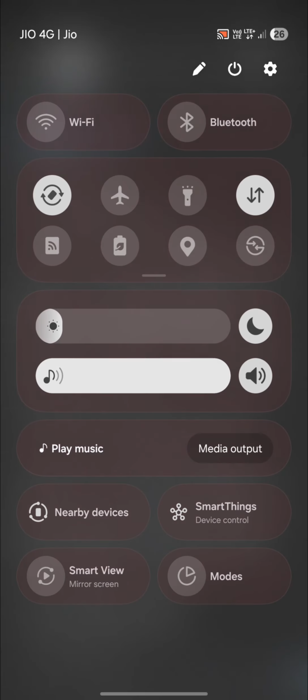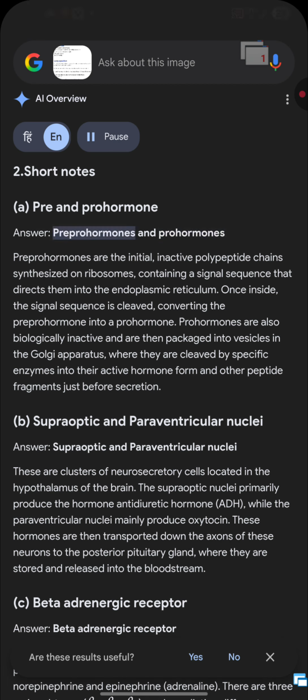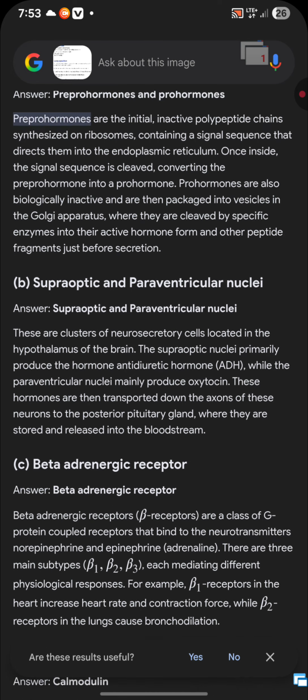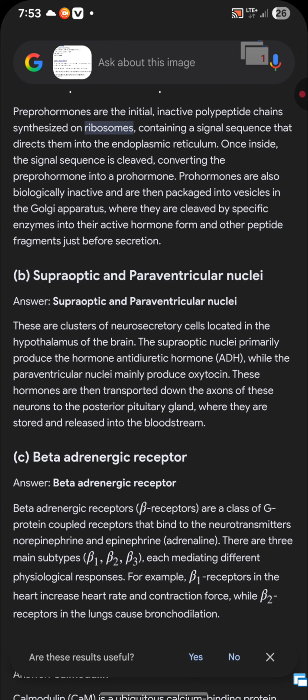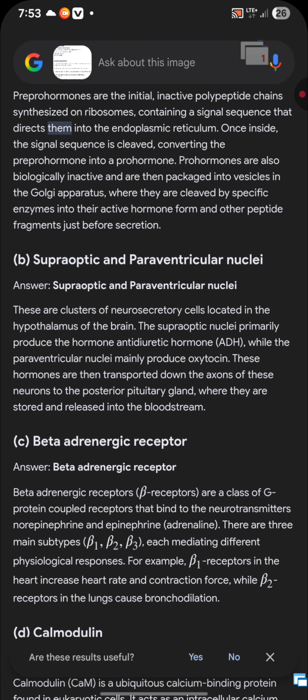A. Pre and prohormone. Answer. Preprohormones and prohormones. Preprohormones are the initial, inactive polypeptide chains synthesized on ribosomes, containing a signal sequence that directs them into the endoplasmic reticulum. Once inside, the signal sequence is cleaved, converting the preprohormone into a prohormone. Prohormones are also biologically inactive and are then packaged into vesicles in the Golgi apparatus, where they are cleaved by specific enzymes into their active hormone form and other peptide fragments just before secretion.